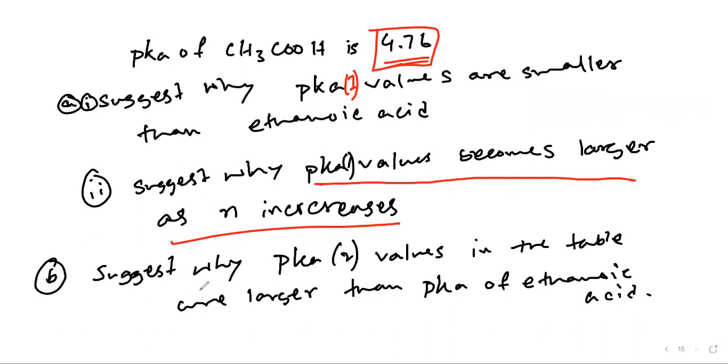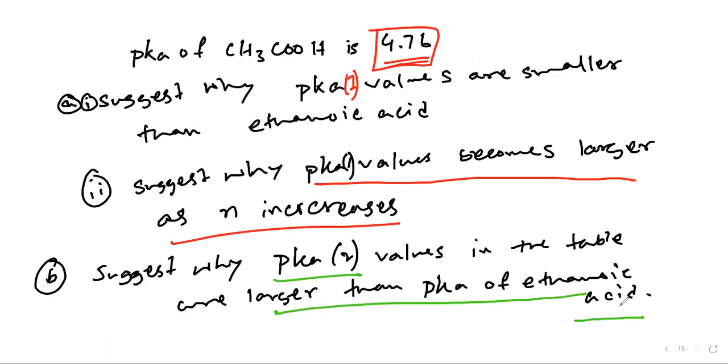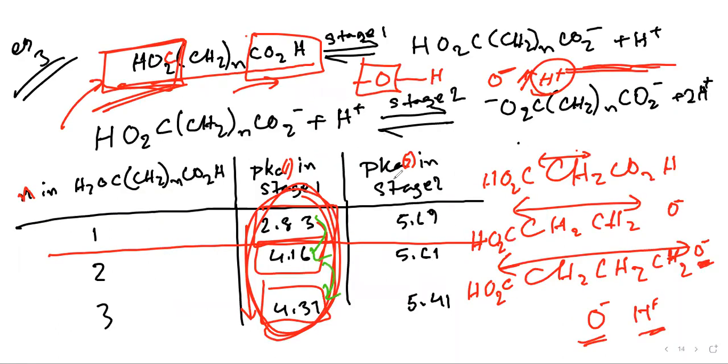And question B is asking us to suggest why pKa2 values in the table are larger than the pKa of ethanoic acid. So the pKa value of ethanoic acid is 4.76, and the pKa value of the stage 2 reaction of each of the n values are higher than 4.76.